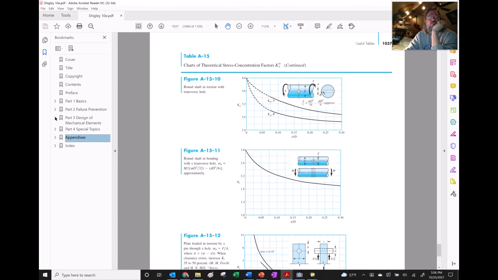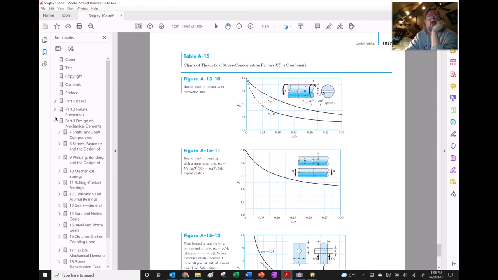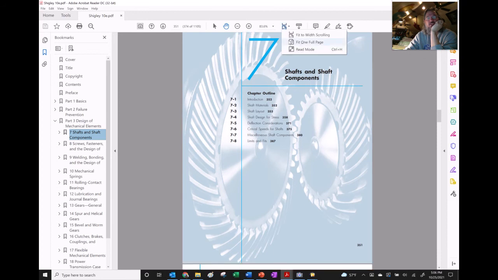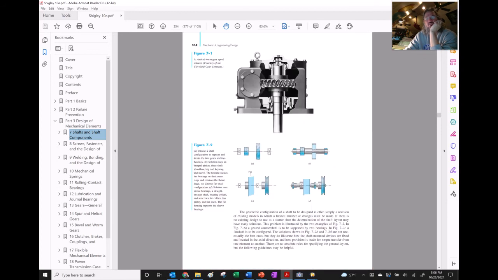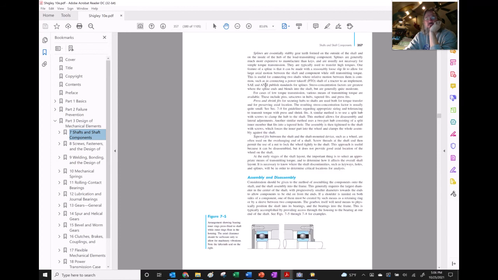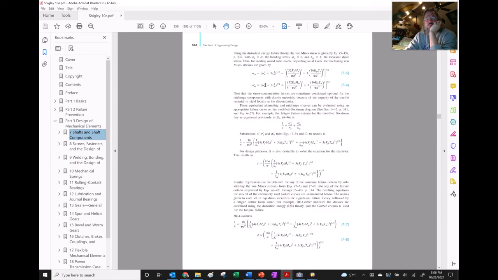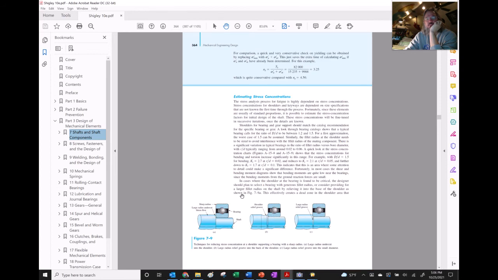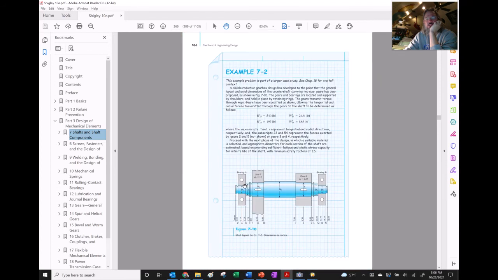But if we want to instead find the keyway, what we could do is come to this section right in here, and if you look a couple pages in, more than that. All right. They talk about keyways a little bit. There are stress concentrations there.